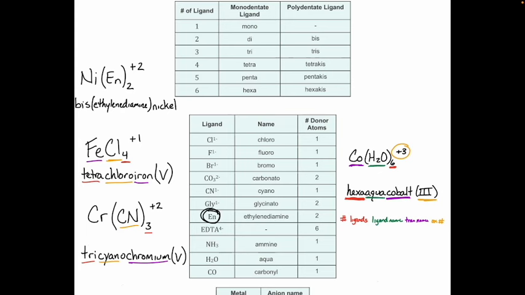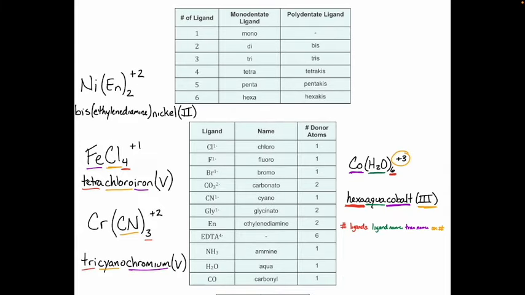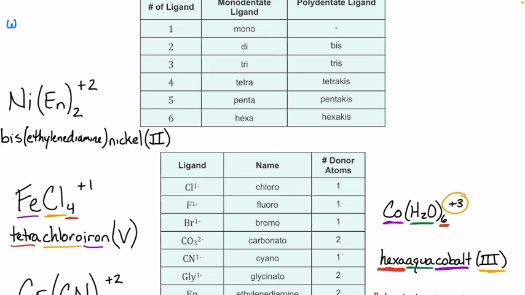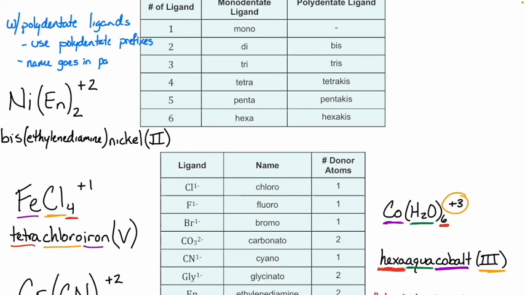All right, and then because ethylene diamine is a neutral ligand, here my oxidation state will just be the same as my charge, right? Because that ethylene diamine ligand doesn't contribute. So, bis(ethylene diamine)nickel 2. Okay. So let's just sort of make a note in our notes here for this example. With the polydentate ligands, we got to use the polydentate prefixes. And our name goes in parentheses.